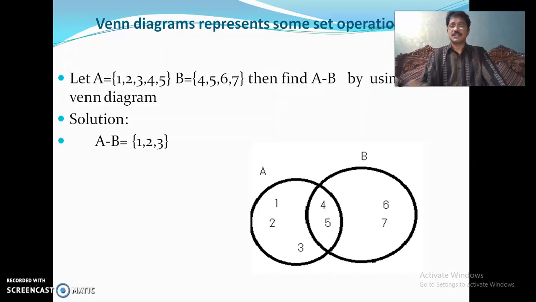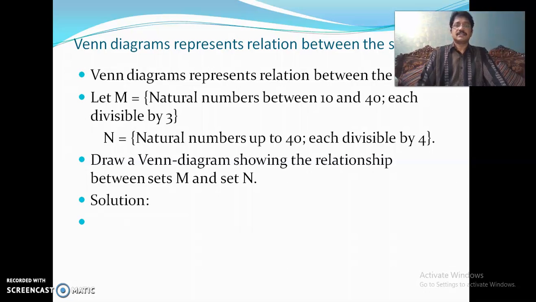You can write set A as 1, 2, 3, 4, 5, set B as 4, 5, 6, 7, A intersection B as the set of 4 and 5, A minus B as the set of 1, 2, 3, B minus A as the set of 6, 7, and A union B as 1, 2, 3, 4, 5, 6, and 7. See, from this Venn diagram, you can write all the relations of A and B. Clear? Okay. That was the advantage of Venn diagrams.